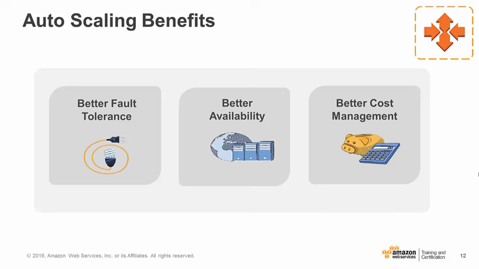Next, you can get better availability. Auto-scaling can help you ensure that your application always has the right amount of capacity to handle the current traffic demands. Third, better cost management. Auto-scaling can dynamically increase and decrease capacity as needed. Because you pay for the EC2 instances you use, you save money by launching instances when they're actually needed and terminating them when they're not needed.